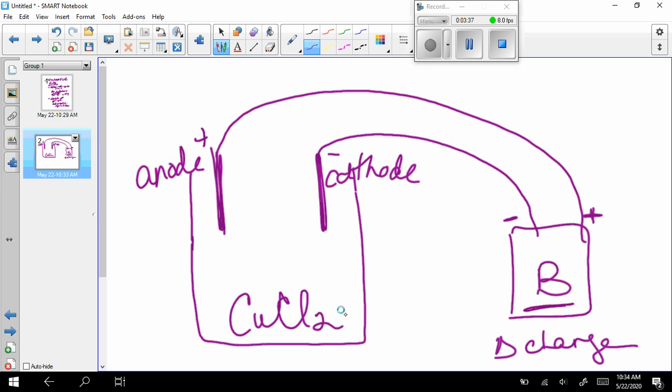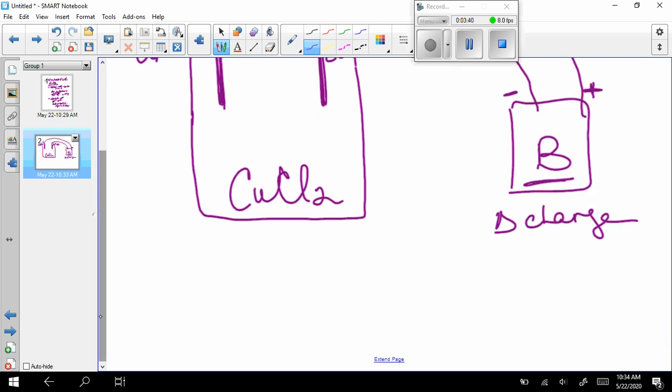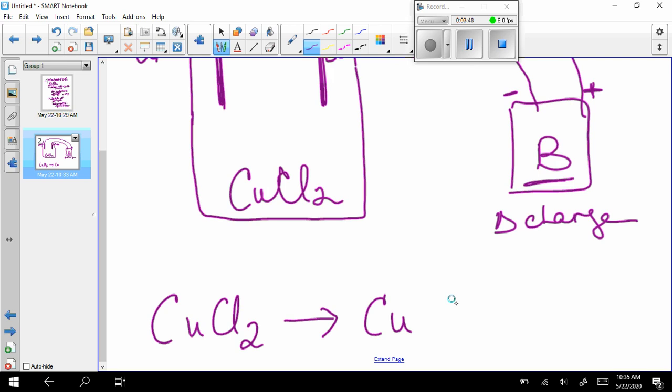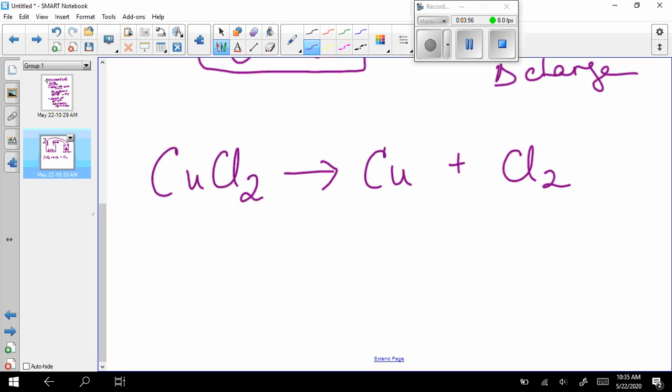So let's say the solution is copper 2 chloride. The decomposition reaction of copper 2 chloride would produce copper, and it would produce chlorine. And chlorine's diatomic, so I have to put the 2 there. So it's actually all balanced. Now, in this reaction, this was a +2, and now it's a 0. This was a -1, and now it is a 0.